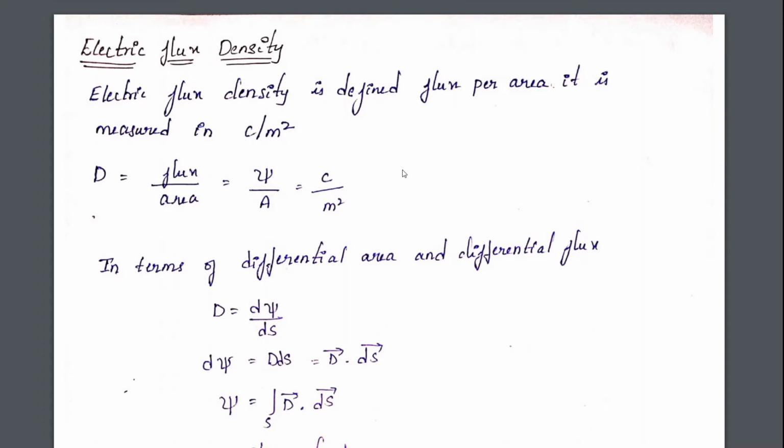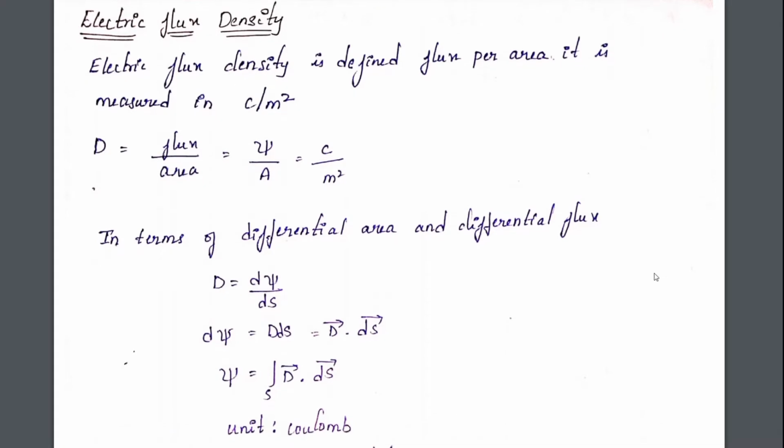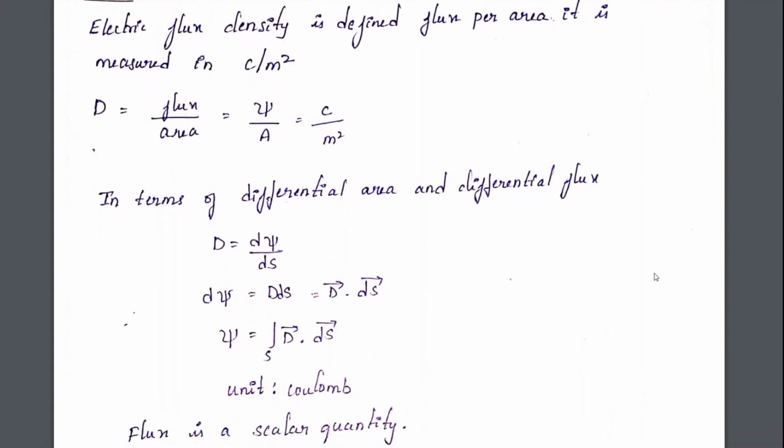And all of you should know, according to Gauss law, flux and charge both are equal. So the unit for flux will remain the same as that of the charge, that is coulomb only. So flux density is measured in terms of coulombs per meter square. Understood?